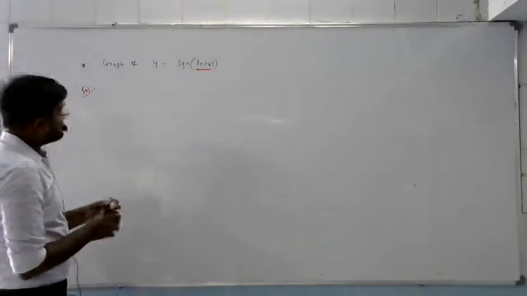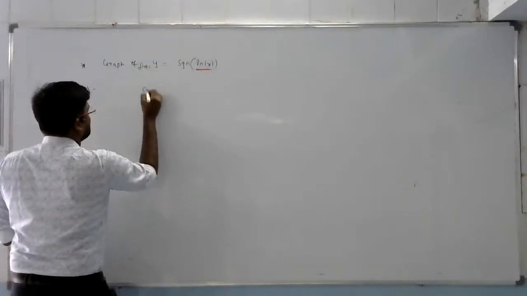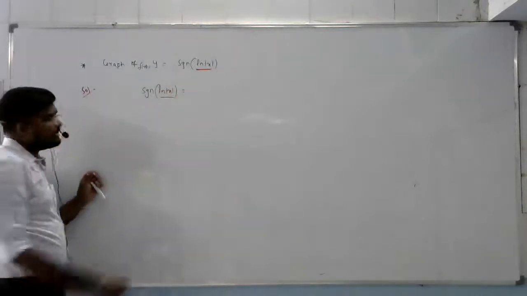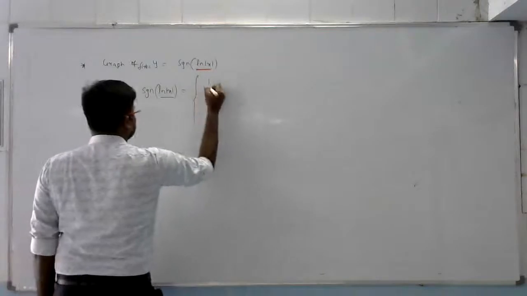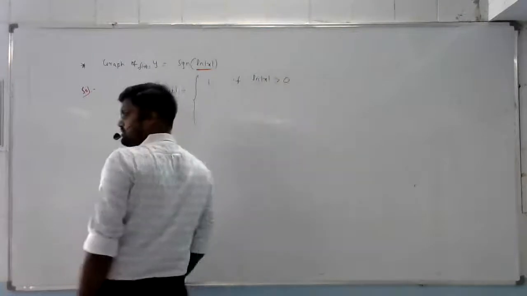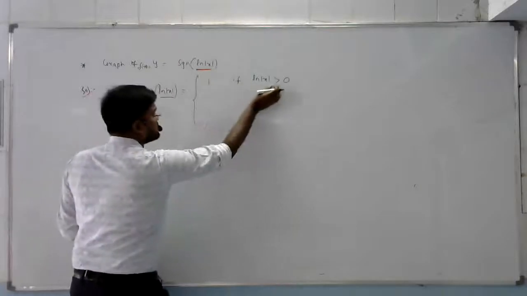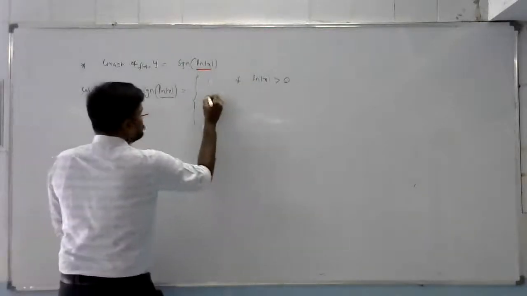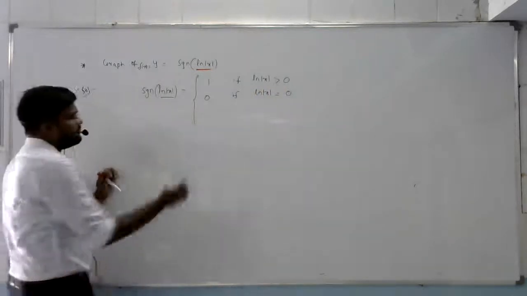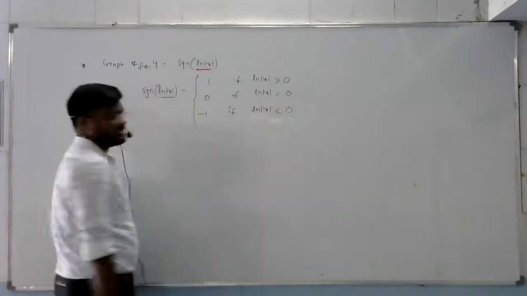Now observe. Y means f of x. f of x equal to y equal to signum of ln mod x. It is like signum of f of x. What is the formula? Signum of f of x will be 1 if f of x is greater than 0. You remember that? Signum of anything, that anything is positive, then signum value will be 1. 0 if ln of mod x will be equal to 0. Minus 1 if ln of mod x is less than 0.